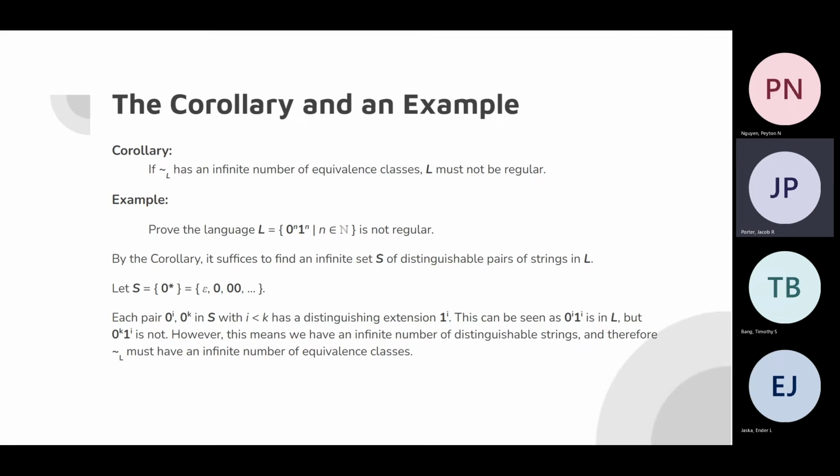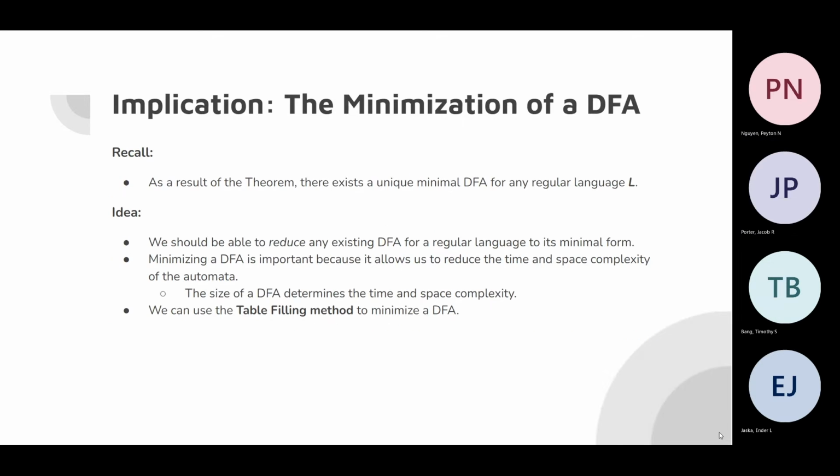So let S be any number of zeros. For each pair of 0^i, 0^k in our set, with i being less than k, we have a distinguishing extension 1^i. This can be seen as 0^i 1^i is in the language L, but 0^k 1^i is not. What this means is we have an infinite number of distinguishable strings, and therefore the equivalence relation must have an infinite number of equivalence classes.